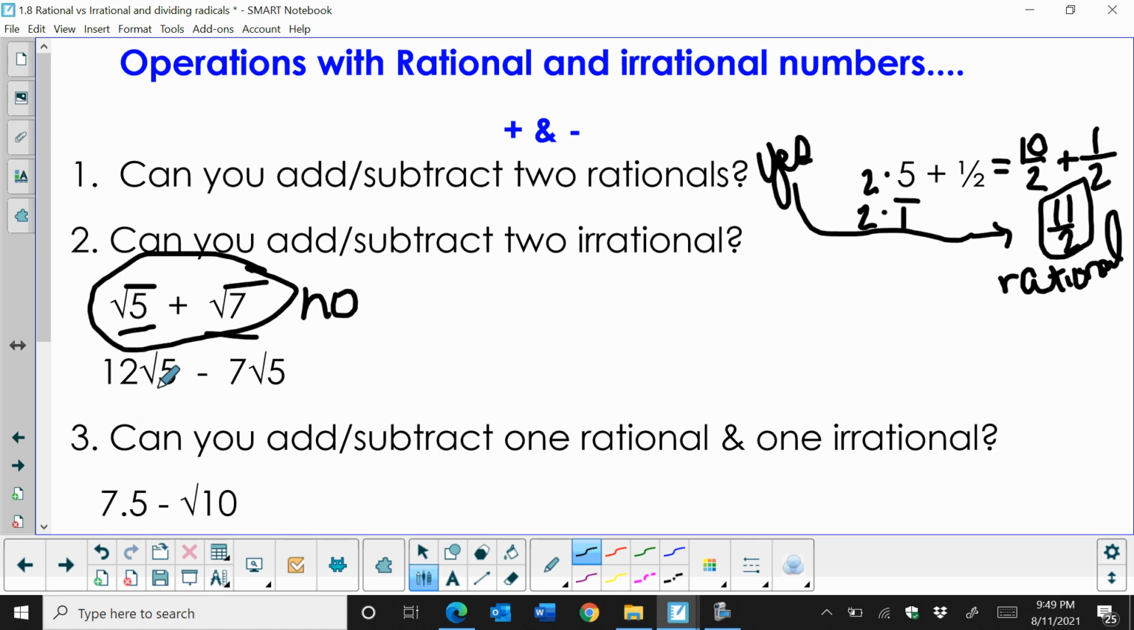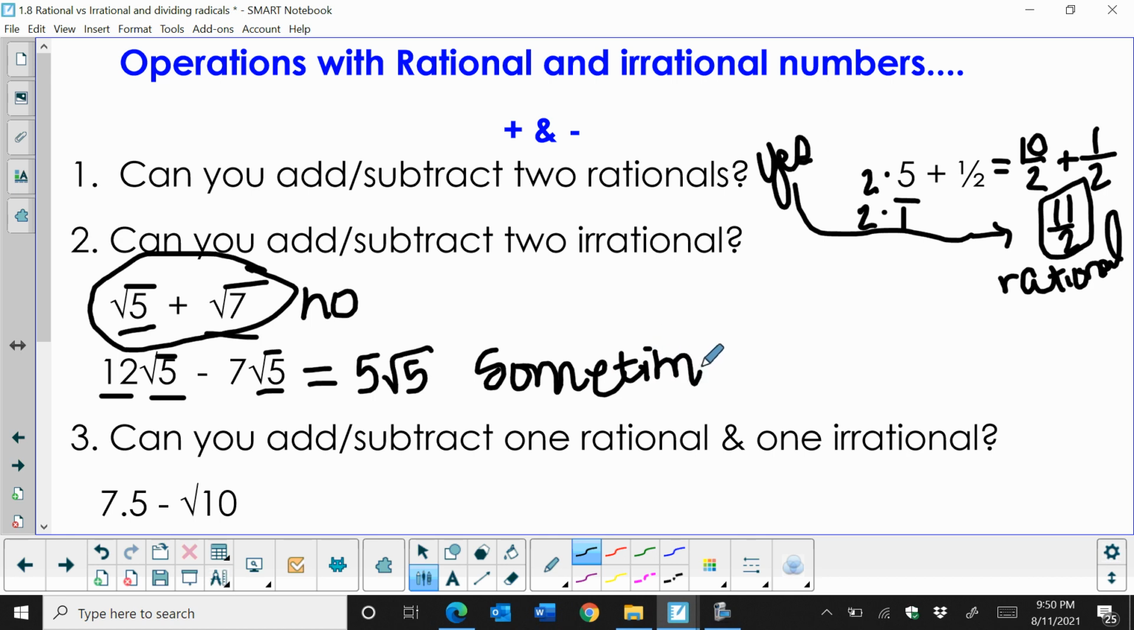But could we add together 12 root 5, which is irrational, minus 7 root 5? Well, those are like terms. So we can combine those by adding or subtracting. In this case, we're subtracting. So 12 root 5 minus 7 root 5 is 5 root 5. So can we add or subtract irrational numbers? And the answer is sometimes. The second one shows that we can sometimes add 2 irrational numbers.